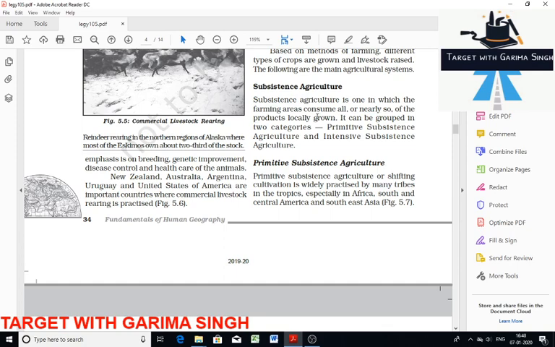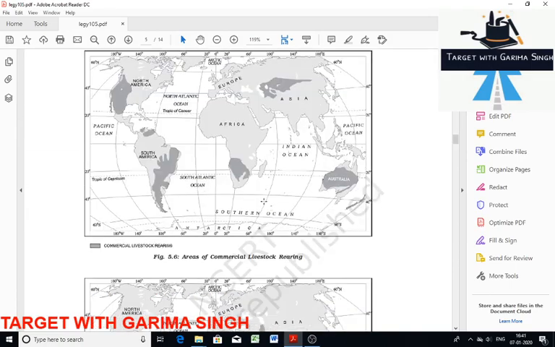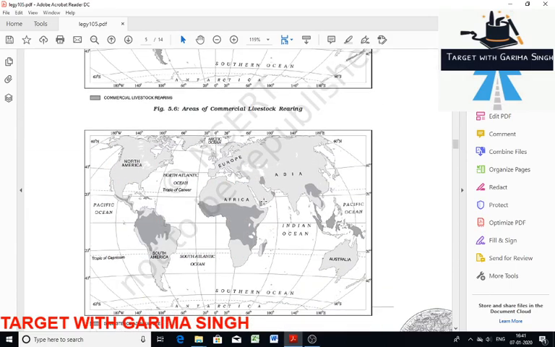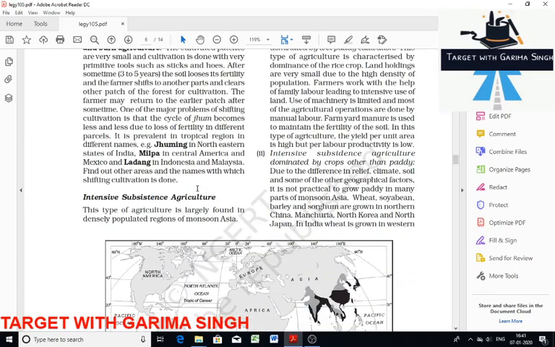Primitive subsistence agriculture is also called shifting cultivation or slash and burn, practiced by tribes in the tropics. Land holdings are small, they do not use fertilizer, and they change the land frequently. After 5 years, they come back again. It is called Jhumming in North East India, Milpa in South America, and Ladang in Malaysia.